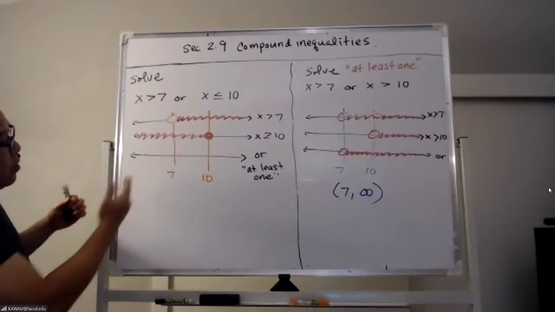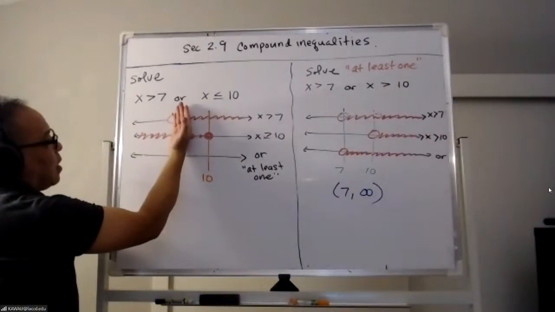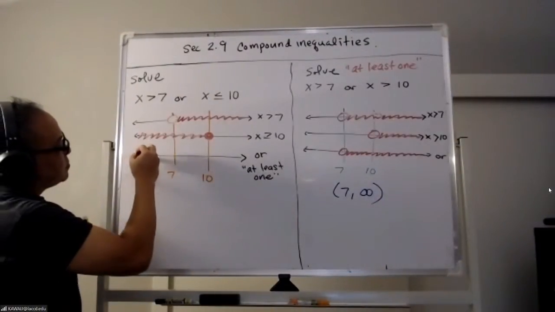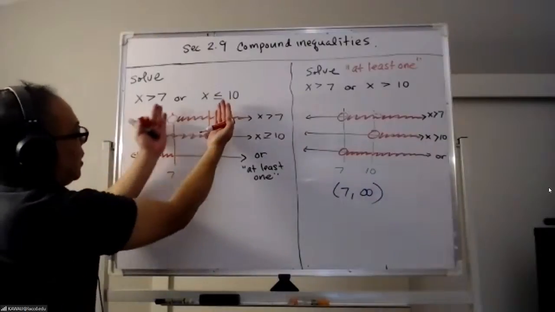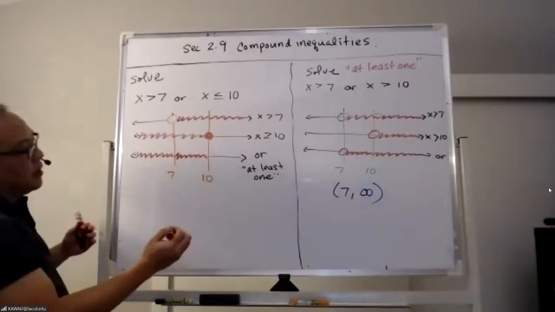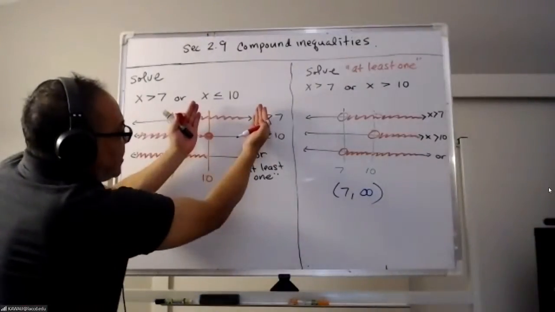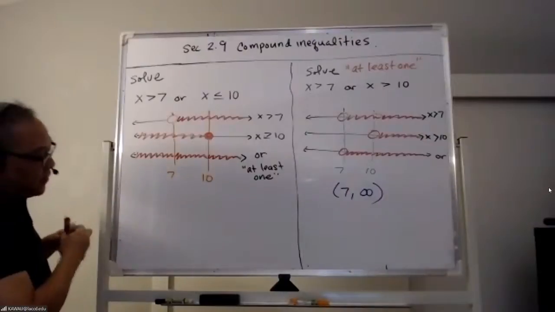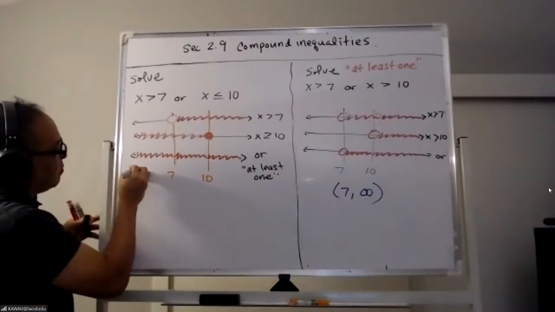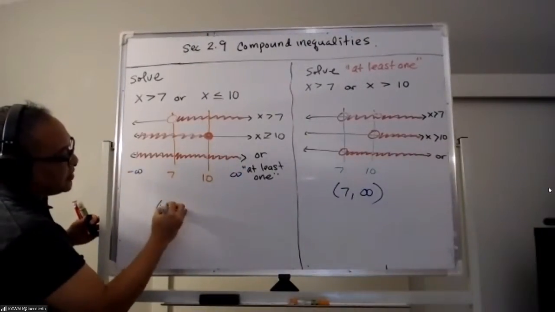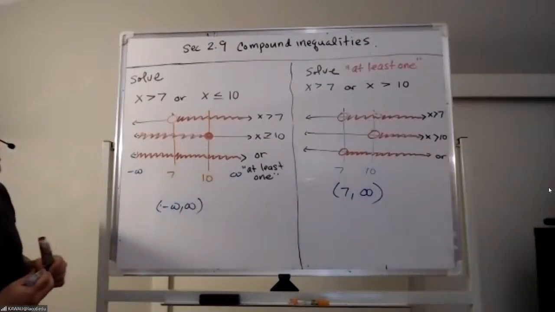Okay. Now, when we look at this, we say, is at least one of these shaded in? And the answer is, yeah, at least one of those is shaded in. Is at least one of these shaded in? Yeah, at least one of those are shaded in. And is at least one of these shaded in? Yeah, one of those shaded in. So basically what we have here is the entire number line. So our answer becomes negative infinity to infinity.